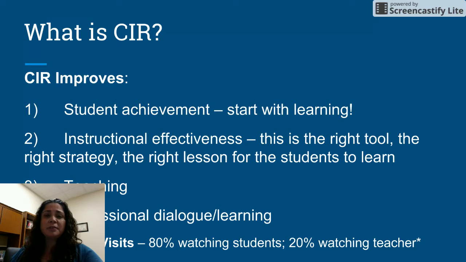It's going to improve your teaching because you're going to get all this different feedback from it. It'll help you see things that maybe you haven't seen before. And finally, it'll improve our capacity to have professional dialogue and to learn from each other. In the classroom visits, we're talking about 80% of our time we're watching the students. Only 20% is really watching the teacher because it's about the kids.